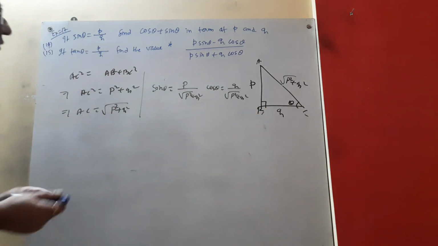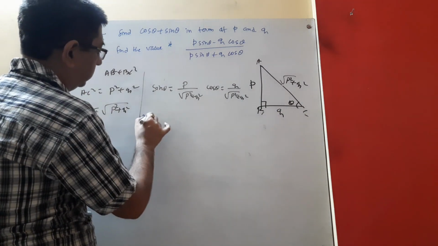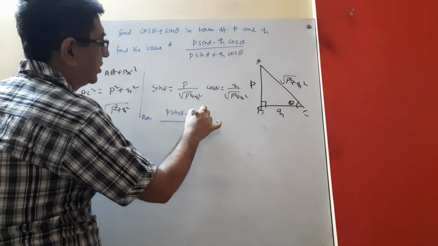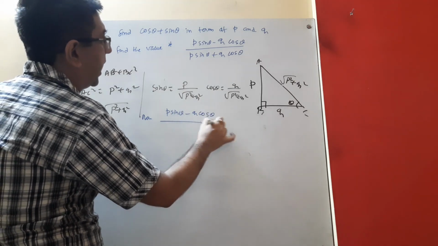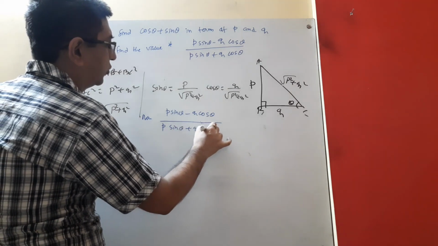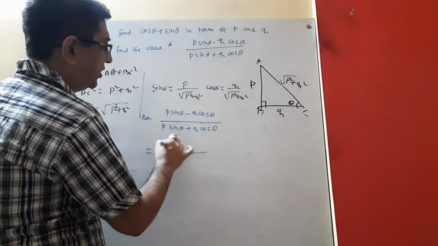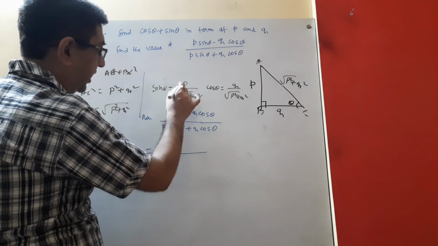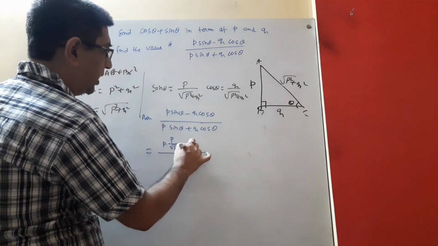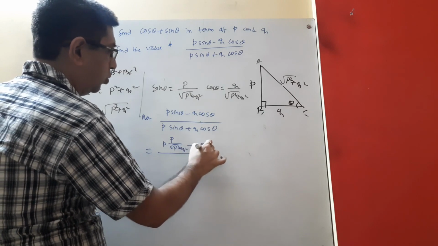Now we have to find the value, okay? Now P sin theta minus Q cos theta by P sin theta plus Q cos theta, right? What is P sin theta? P, what is sin theta? Sin theta is P by root under P square plus Q square, minus Q. What is Q?